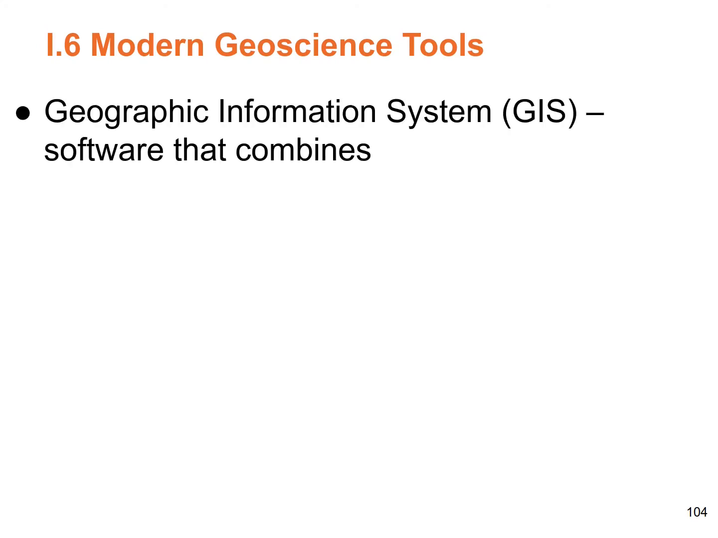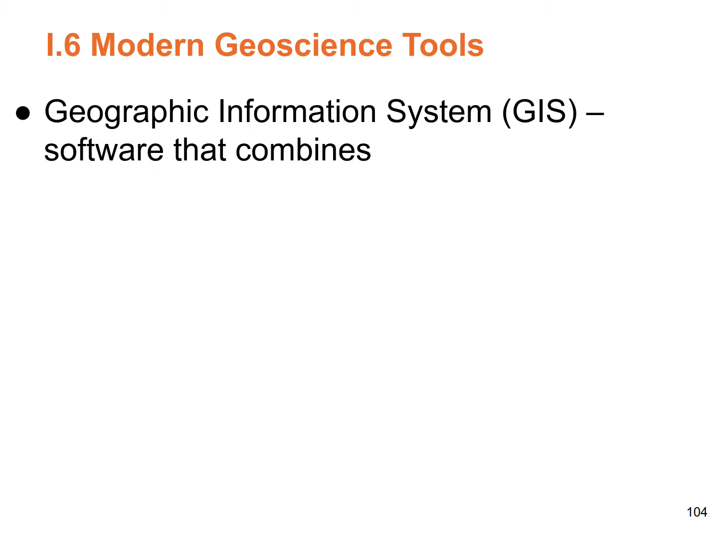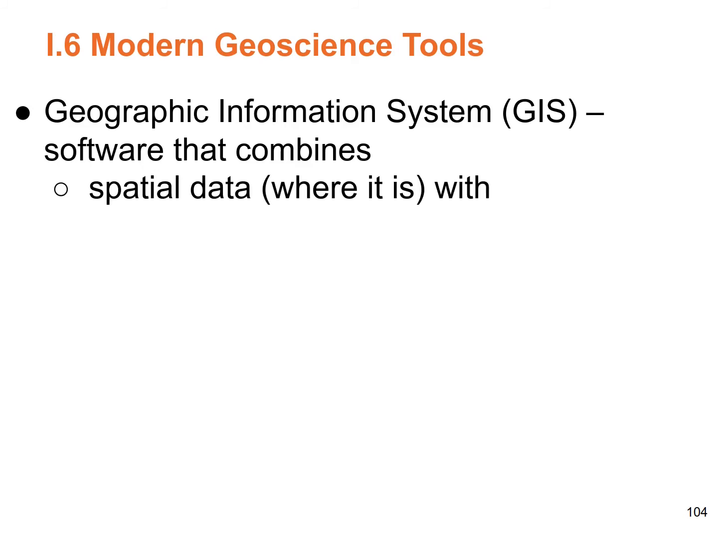GIS, Geographic Information Systems, are probably one of the most important geoscience tools. In fact, these maps were made using geographic information systems. Geographic information systems are super powerful because they combine spatial data with attribute data. The spatial data is about where it is: latitude, longitude, height above sea level. Attribute data, what is it?